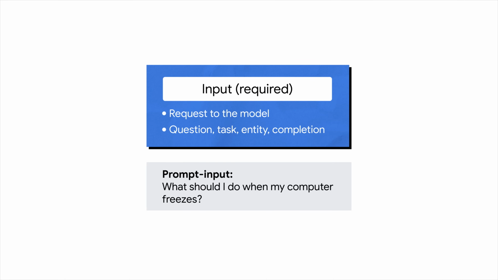Let's look at the anatomy of a prompt, which includes one or more of the following components: input, context, and examples. An input represents your request for a response from the model. It can take various forms: a question that the model can answer, question input; a task that the model can perform, task input; an entity that the model can operate on, entity input; partial input that the model can complete or continue, completion input. For instance, what should I do when my computer freezes? Here, what should I do when my computer freezes is a question that you expect the model to provide an answer for.